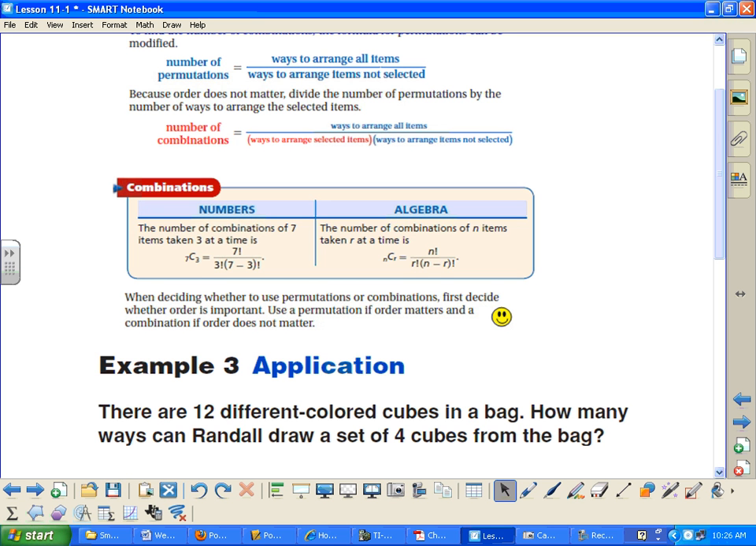then order would be involved in that. But if I just said, okay, you 5 guys, you go play, there's no order to that. There's just them going out there. And so that would be a combination. So there's the difference: order, specific title, specific jobs, putting them in a line, something like that. A combination, you're just choosing them.